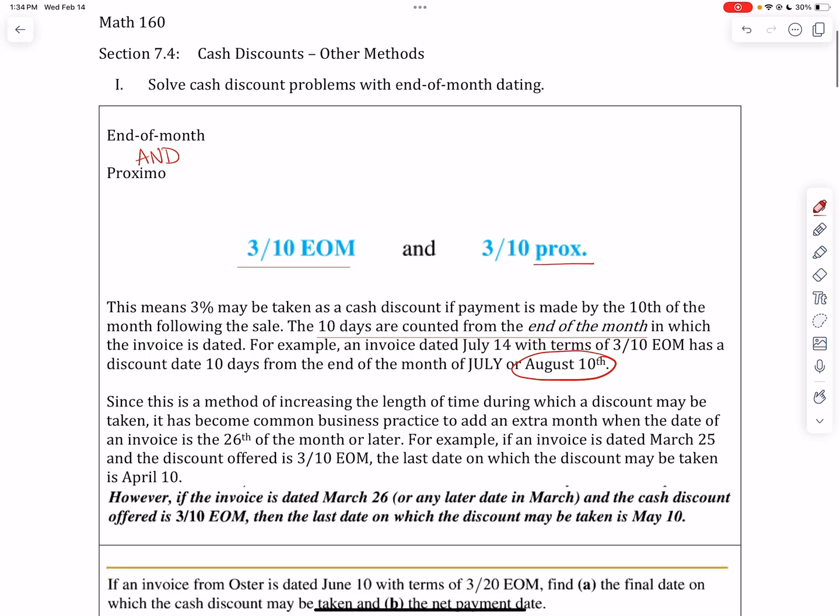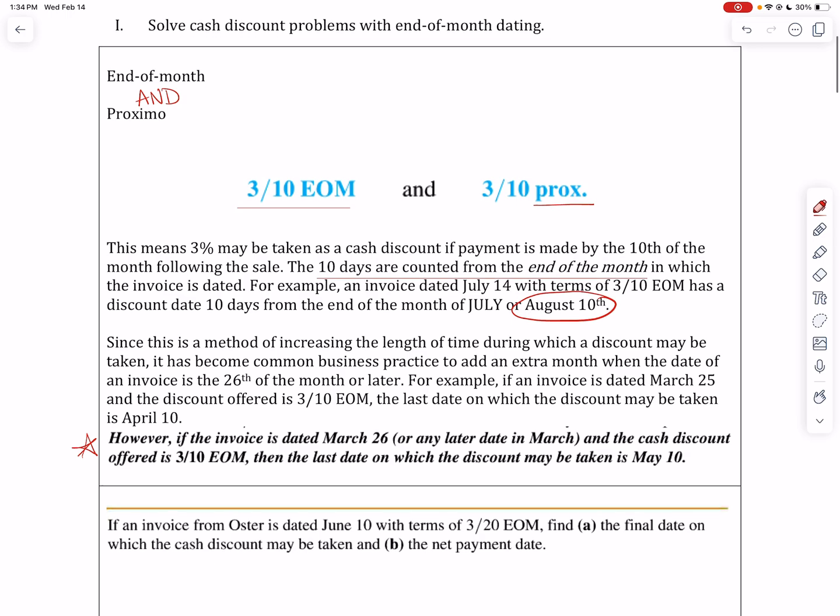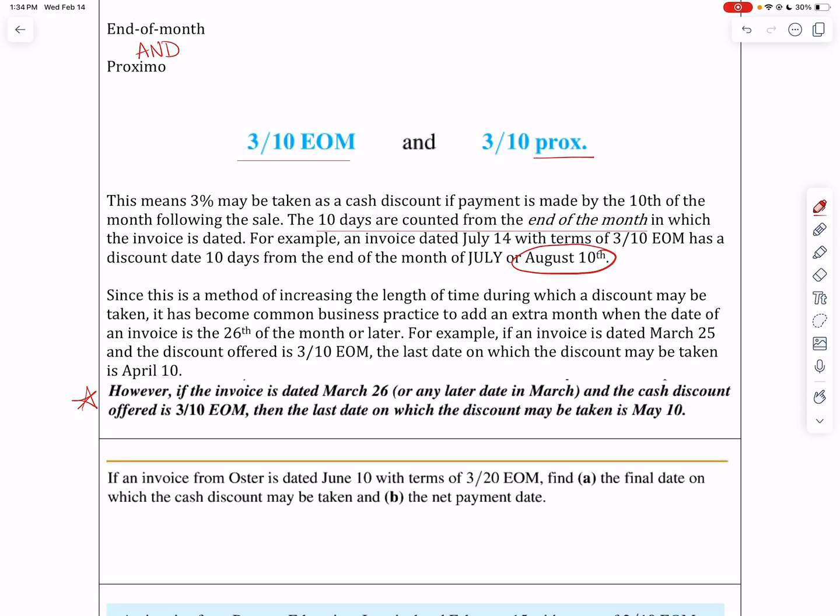Now, they often have the last date of the discount right here. You might want to just refer to this. If the invoice is dated March 26th or any later date in March, the cash discount is actually the last date, the end of the month of April instead of March, because there's not too many days left in March. So they bump it up to May 10th.